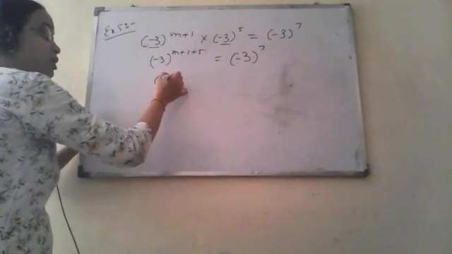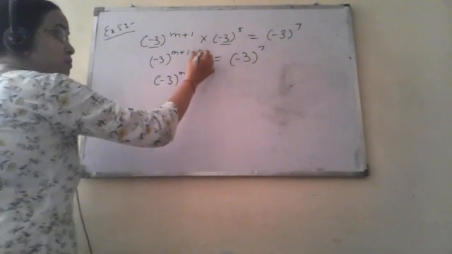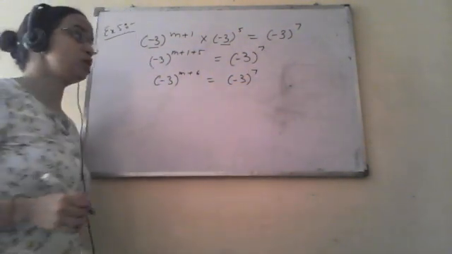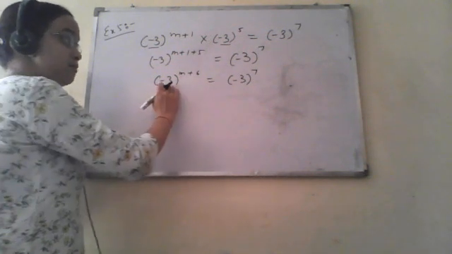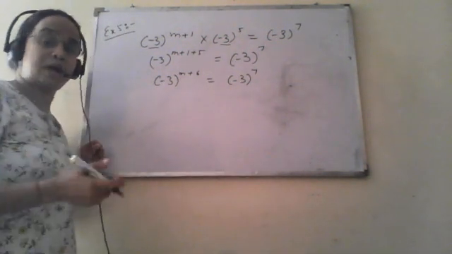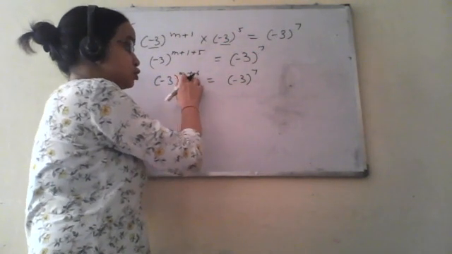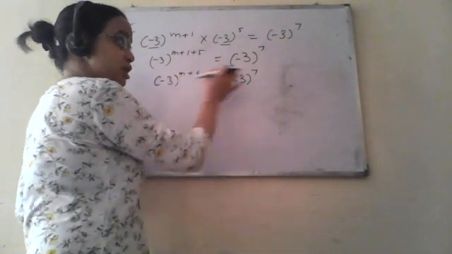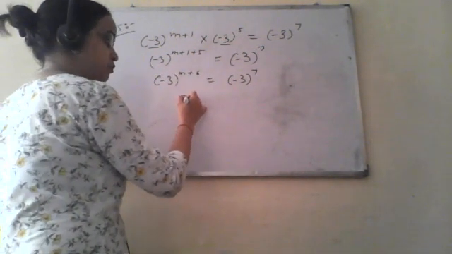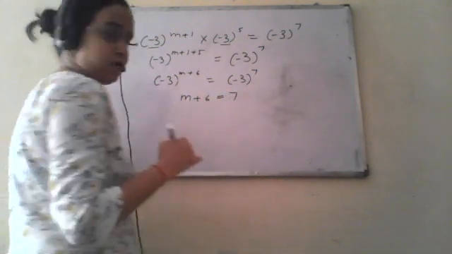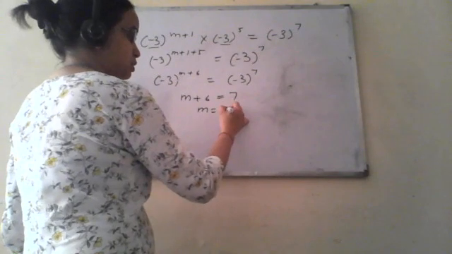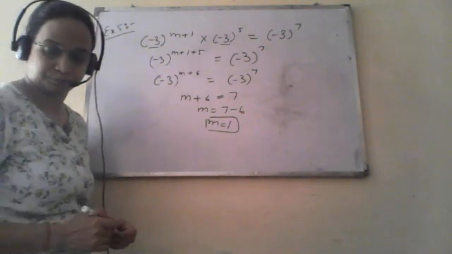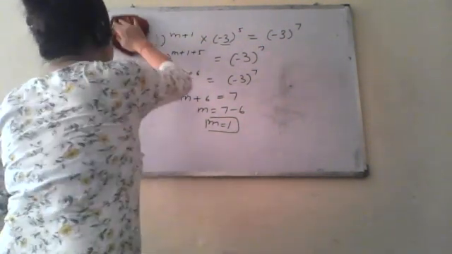So it is minus 3 to the power m plus 1 plus 5, that is m plus 6, and it is equal to minus 3 to the power 7. Now the bases on both sides are equal, so it is necessary that their powers are also equal. If the bases are equal on both sides, their powers or exponents are also equal. So what happens? m plus 6 should be equal to 7. Now m will be equal to 7 minus 6, or m is equal to 1. So the value of m is 1. Now example 6.